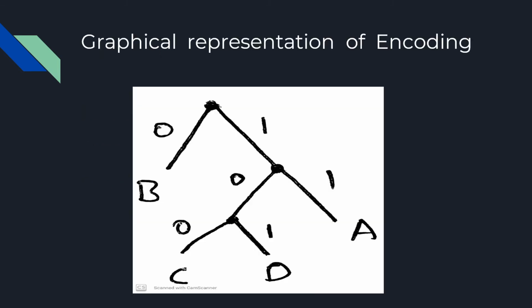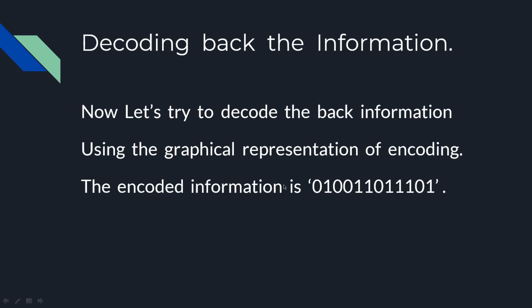So this is the graphical representation of encoding. This is the main root. As I told you, these 0s and 1s are all the branches of the binary tree, whereas B, C, D, A all are the leaves of the binary tree. Now let's try to decode back the encoded information using the graphical representation. We know that the encoded information is 0 1 0 0 1 1 0 1 1 1 0 1.